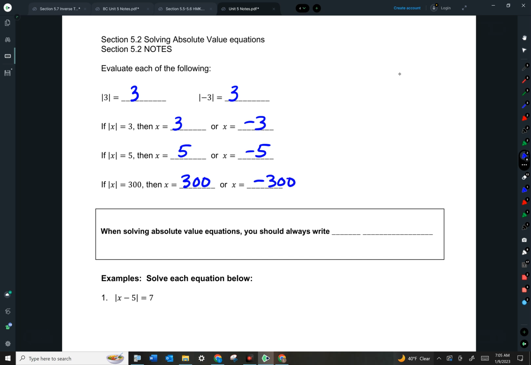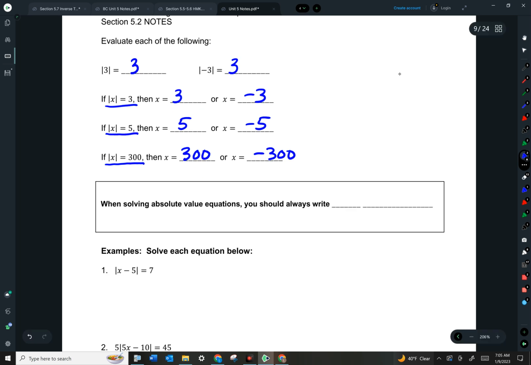So really, what I've done, these were equations that had an absolute value in them, and notice when we solved those equations, we had two solutions. Okay, so look at the box. If it's in a box, that means it's important. When solving absolute value equations, you should always write two equations, because if you want two solutions, you have to have two equations.